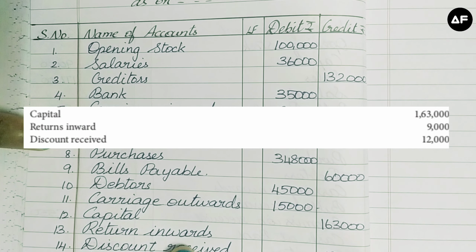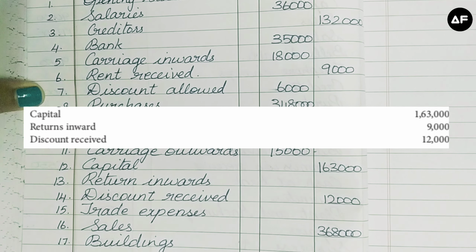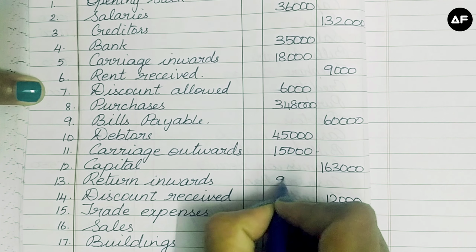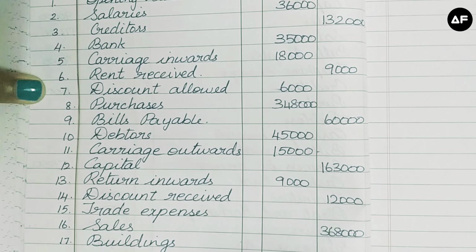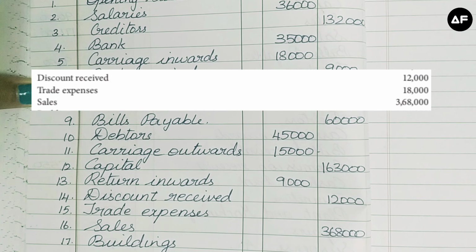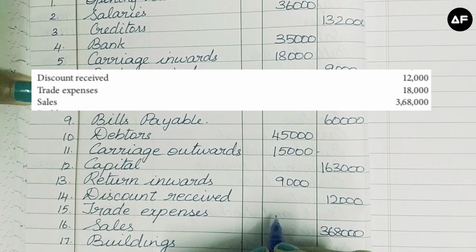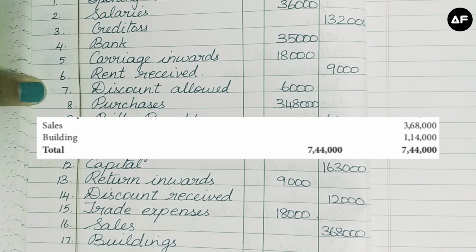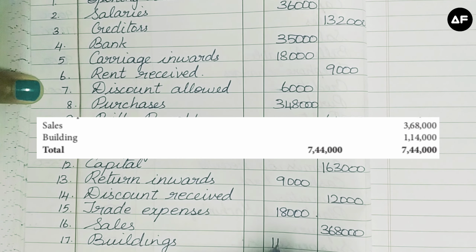Next, we have return inwards. As I already told you, it is the sales return. Sales is credited, which means sales return is going to be debited. Therefore, debit return inwards with 9,000. Lastly, trade expenses: all expenses are to be debited, so 18,000. Lastly is buildings, 1,14,000, to be debited.